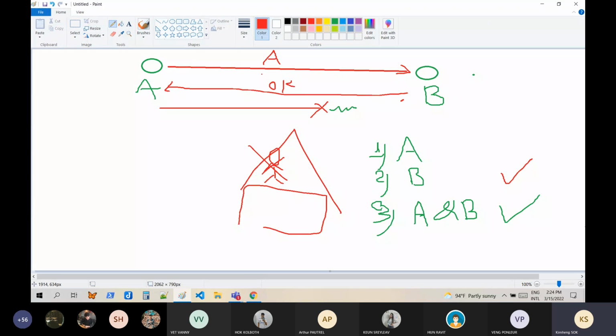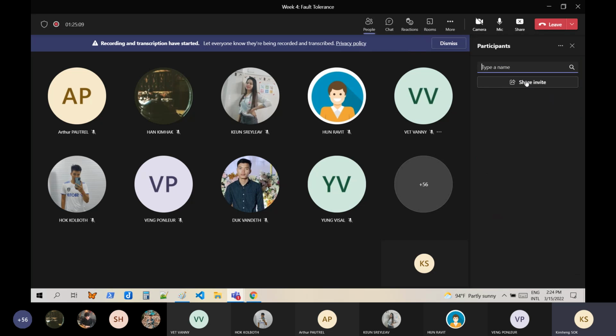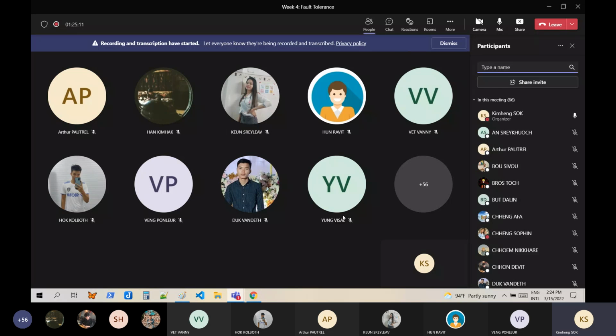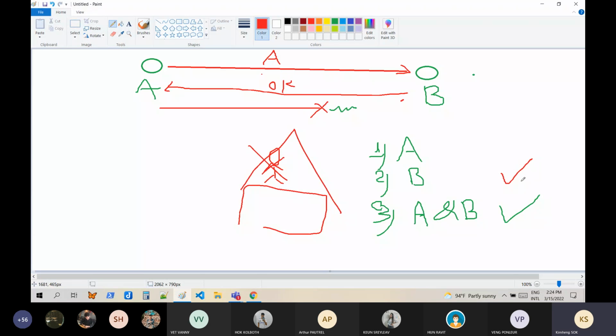Even you, like how many of you now today? So now we have 66 students. Okay, so we have 66 students, and then some students say A and B go, some students say B go. So now if you are the general, some may go together, some may go alone, something like that. So that means the decision is not clear.